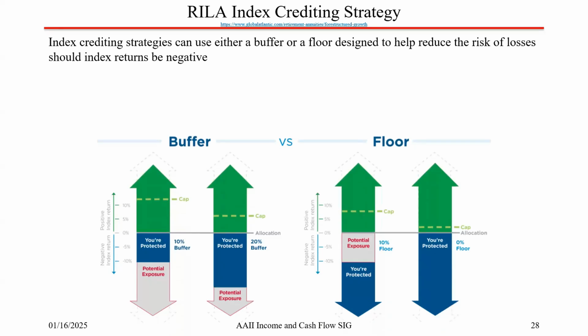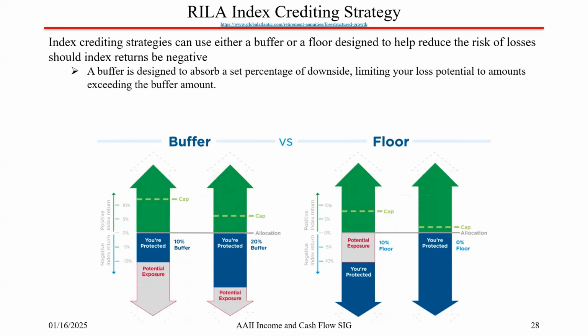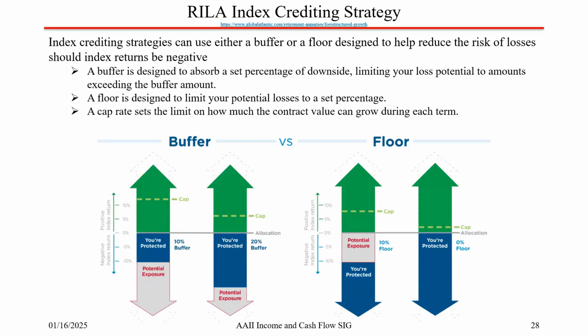What is a buffer? What is a floor? It's complicated. A buffer is on the left-hand side. It's like absorbing some of the downside. Now a floor is on the right-hand side, to limit your potential loss to a set percentage. Now there is a cap rate, which is how they, I guess, make some money to administrate this. And then there's a participation rate as well, like before.